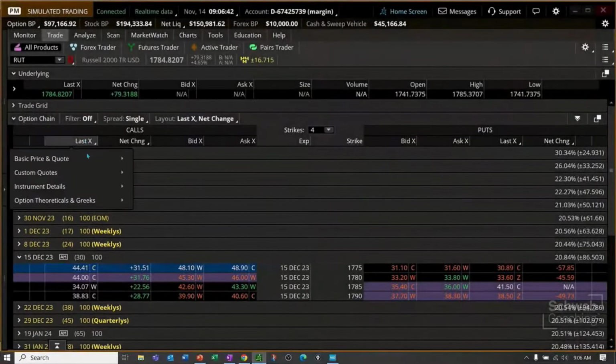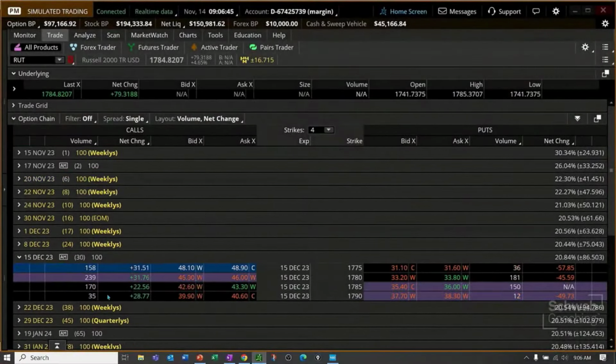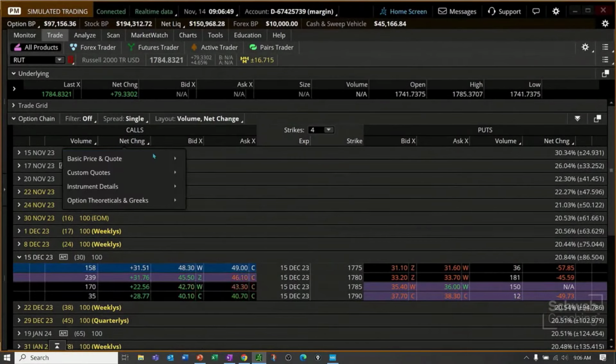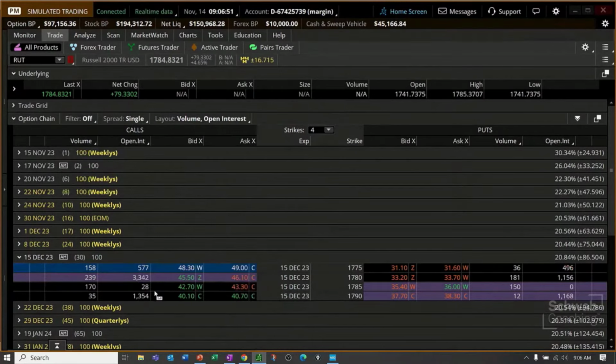Let's just double check the volume and the open interest real quick. The volume, a couple hundred traded so far this morning. When we look at the open interest, okay, 3,300. We're going to stay in this one. The 1780, we're going to buy that over the 1775. We're trying to see where there's more liquidity.